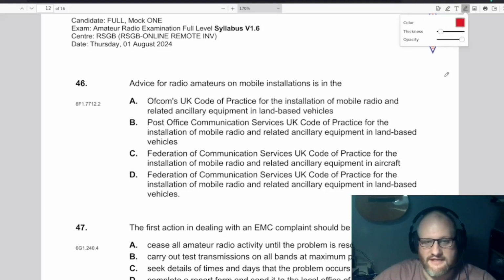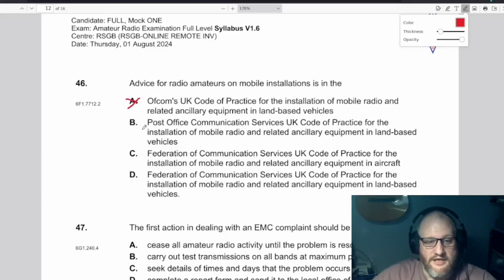So let's work through these answers, and we've got to begin with option A, Ofcom's UK Code of Practice for the installation of mobile radio and related ancillary equipment in land-based vehicles. And while Ofcom is the UK's communications regulator, they don't actually publish a specific code of practice or any regulations around mobile installations. The expectation from them is that it's done to a high standard, but there's no specific guidance from them about that, so we can strike that out.